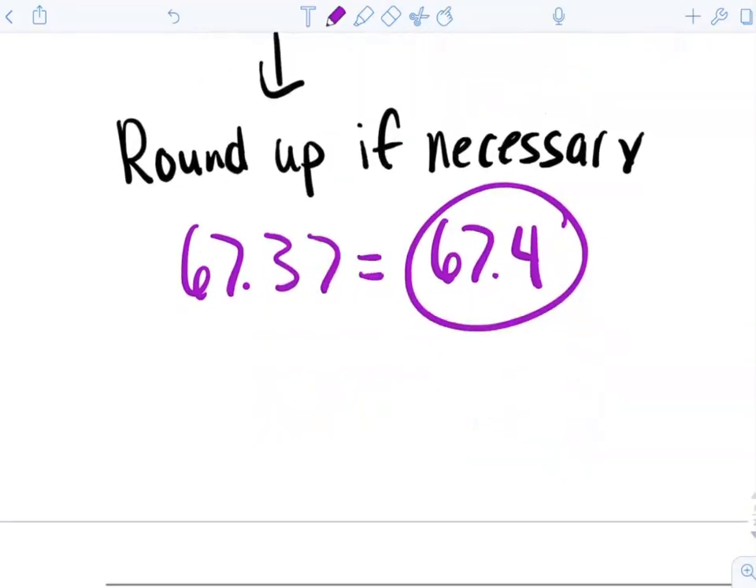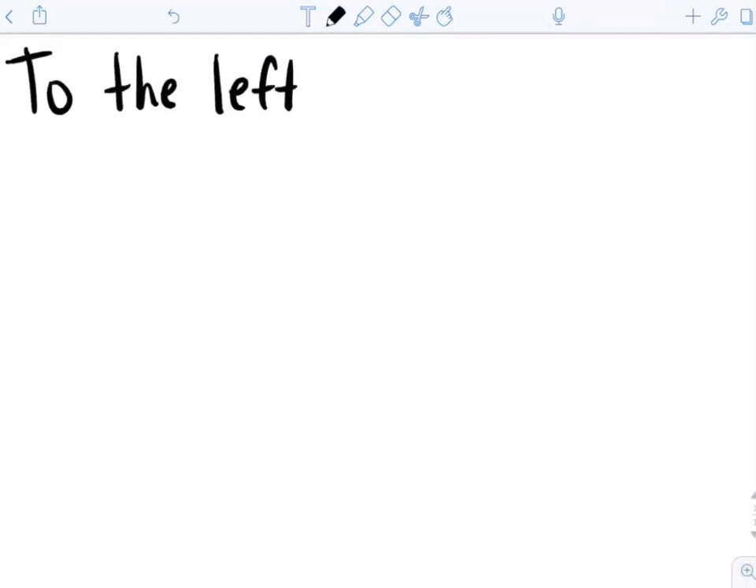Now, some of you may be like, well, I know this. We've done this before. I know you've done this before, but this is just a refresher for you. Now, what you're typically going to see is what we just did. But I do want to talk a little bit about scientific notation and what to do with that. So here's how you round to the left of the decimal.